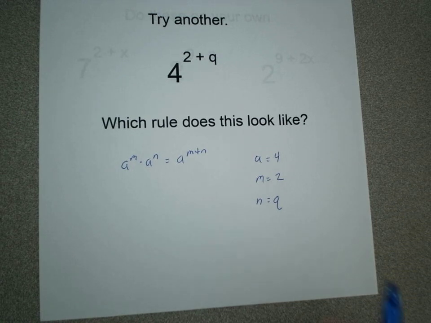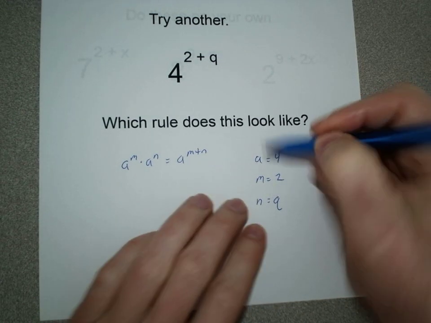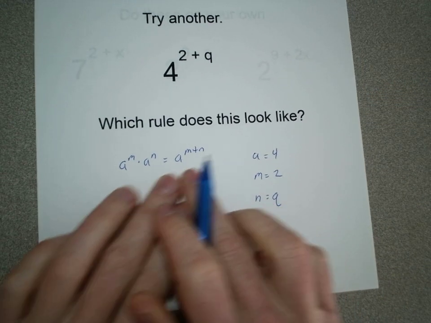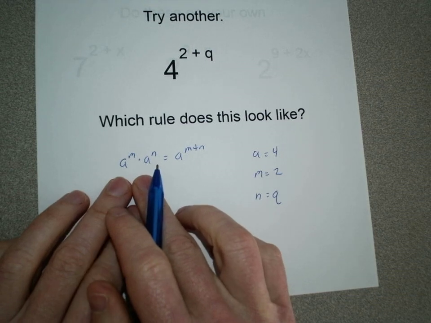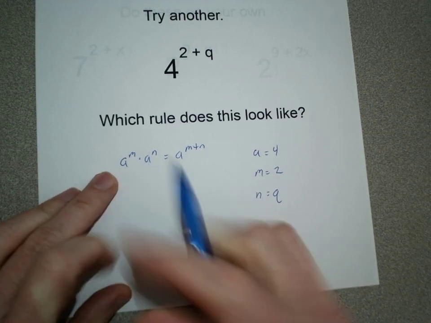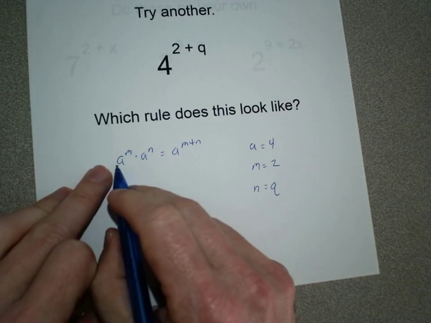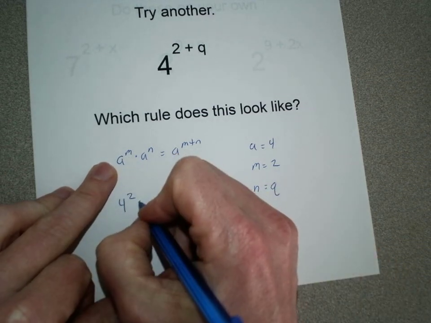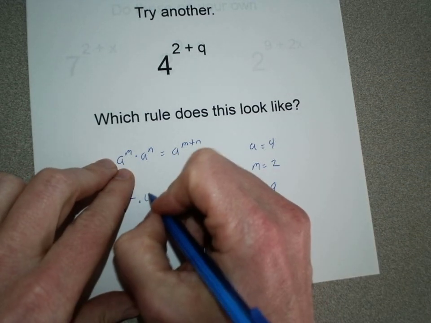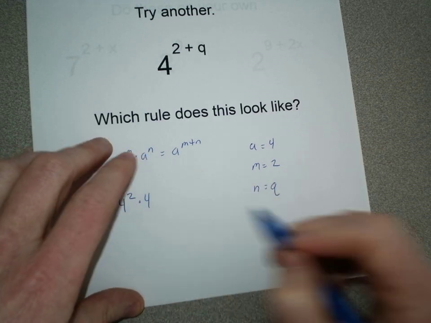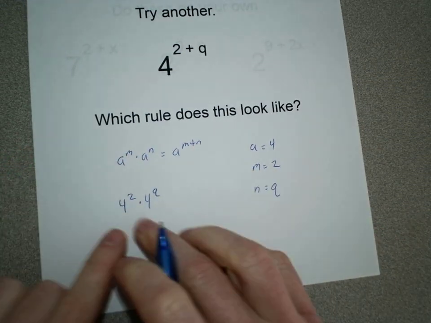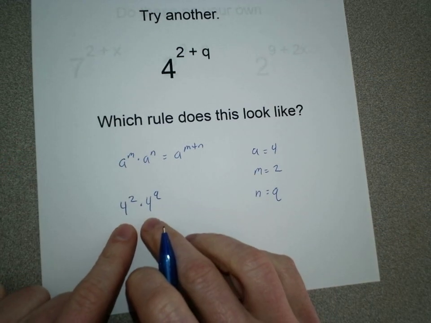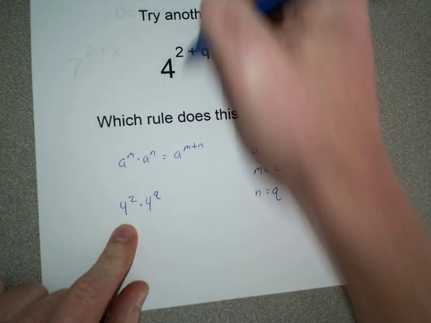So now that we know our values for a, m, and n, since we know the result, we know the thing that must have given us that result. So a is 4. So we have 4 to the power of m, which is 2, times a, which is 4, to the power of n, which is q. Well, you have an alternative method. This is a valid, correct answer. These two things are equivalent.